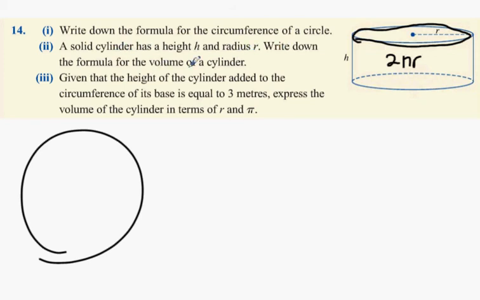A solid cylinder has a height h and radius r. Write down the formula for the volume of a cylinder. Pi r squared h from junior cert. Find it in your tables. Given that the height of the cylinder added to the circumference of its base is equal to 3 meters, express the volume of the cylinder in terms of r and pi. Okay.